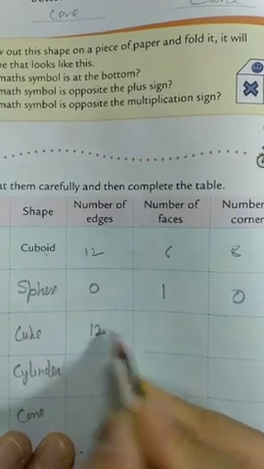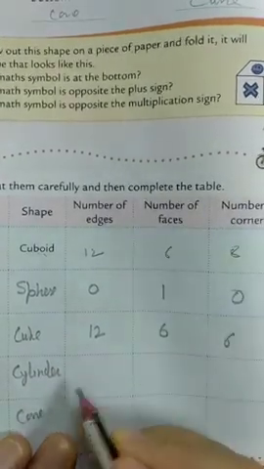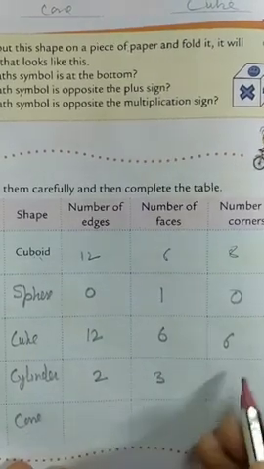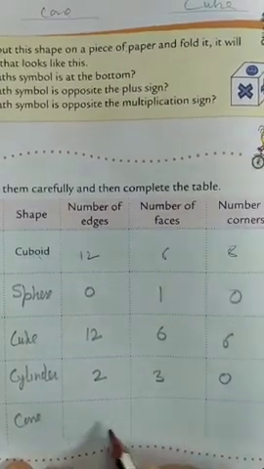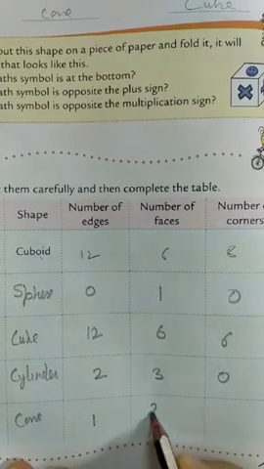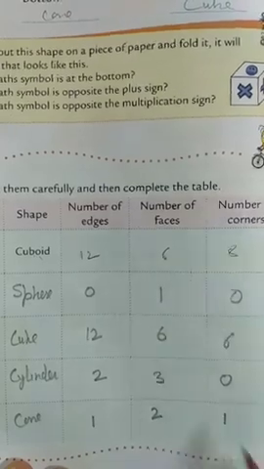Cube is again the same as cuboid: 12, 6, 8. And cylinder, you know, edges in the cylinder are 2, faces are 3, and corners are 0. In cone, edges 1, number of faces 2, and corner is 1. So this way you can do this page number 150.